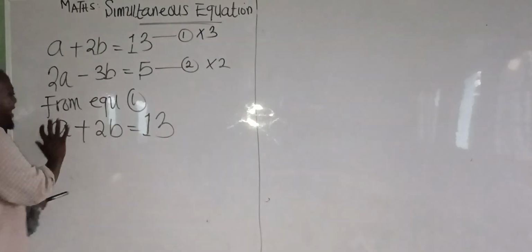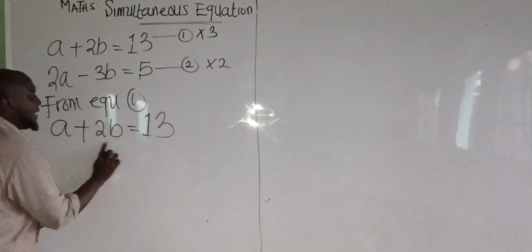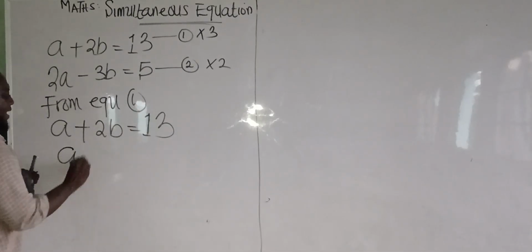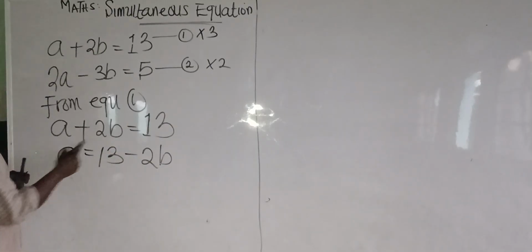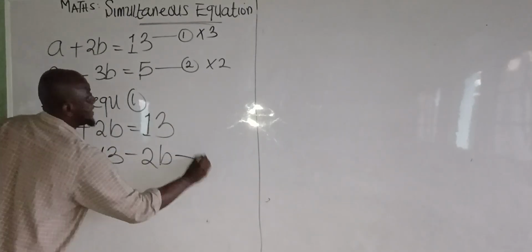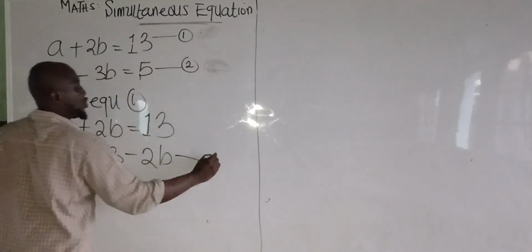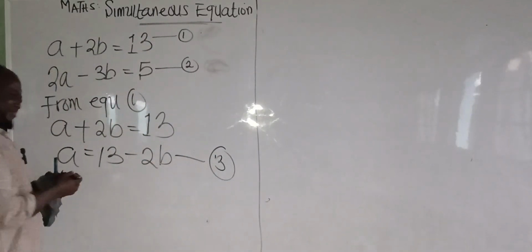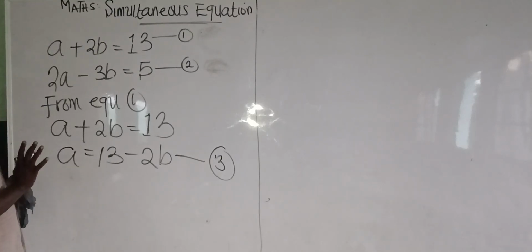For me, A is already easy to make the subject of the formula. So I will take this one over here. I'll have that A will give me 13 minus 2B here. So I have gotten this. Since this is my equation 1 and this is my equation 2, here becomes my equation 3. So this will enable me to get the value of A faster.